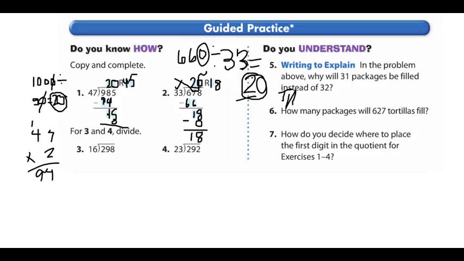And then, because we've talked about it, number 7, it says, how do you decide where to place the first digit in the quotient for exercises 1 through 4? We just got done doing that and talking about how we made our decision. So think about what we talked about. How did we get that first digit in the quotient? Did we just guess? We just think, oh, we'll just try this number. Okay, what did we do? So go ahead and answer number 7. And then, like I said, listen to the directions to see which numbers to do for the rest of this lesson. Good luck.